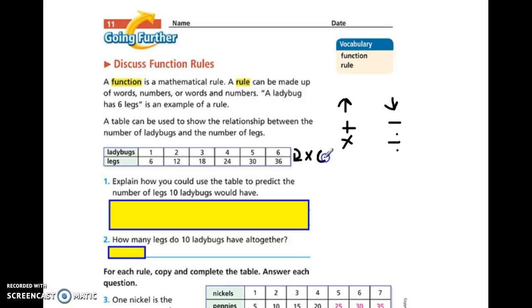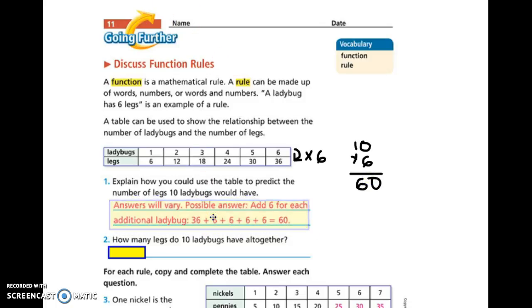Okay? So explain how you would use the table to predict the number of legs 10 ladybugs would have. If I know the rule is that I multiply by 6, and way out here I had 10 ladybugs instead of 6, what do I have to do? I use my rule and I multiply by 6. What is 6 times 10? You said 60, you're right on. So if I had 10 ladybugs, I would have a total of 60 legs.